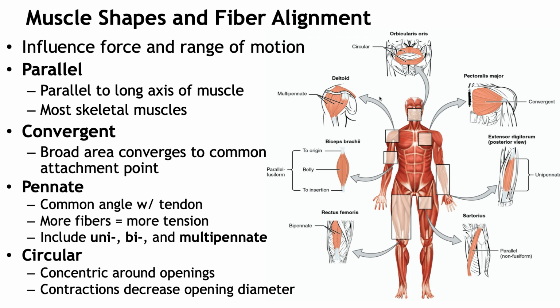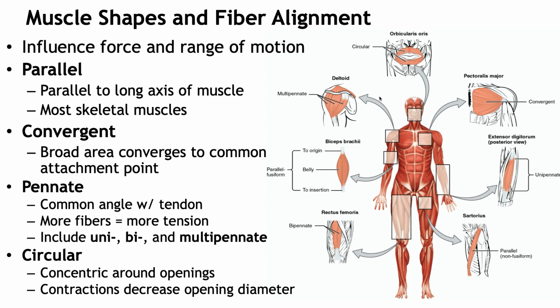Getting into some of the muscle shapes and fiber alignments, you can have some of the fascicle organization here. We can have circular, which are also called sphincter muscles, in which the fascicles are arranged in concentric rings. An example of this is the orbicularis oris. You can have convergent, when the muscle has a broad origin and the fascicles converge towards a single tendon or insertion. For example, the pectoralis major.